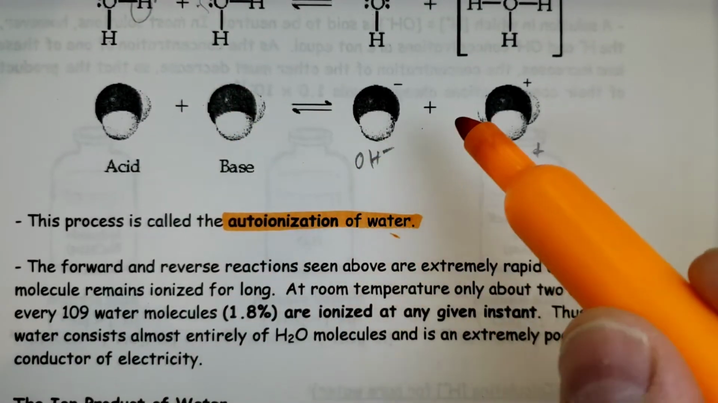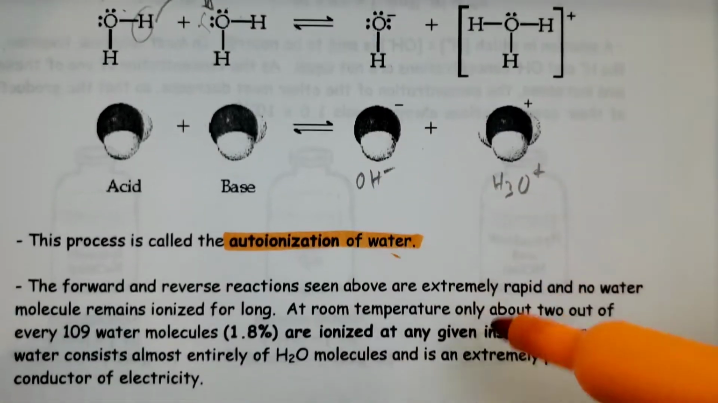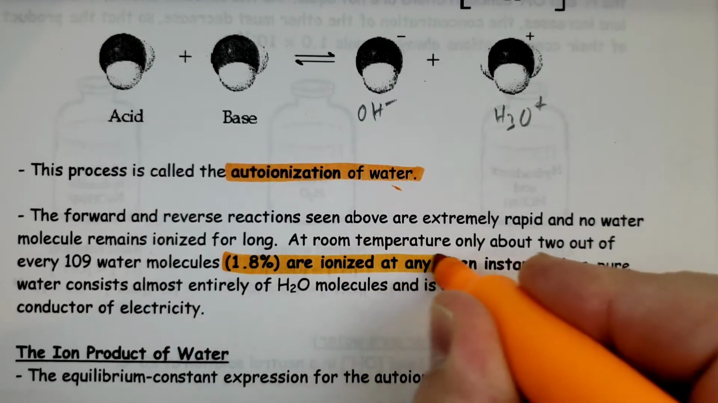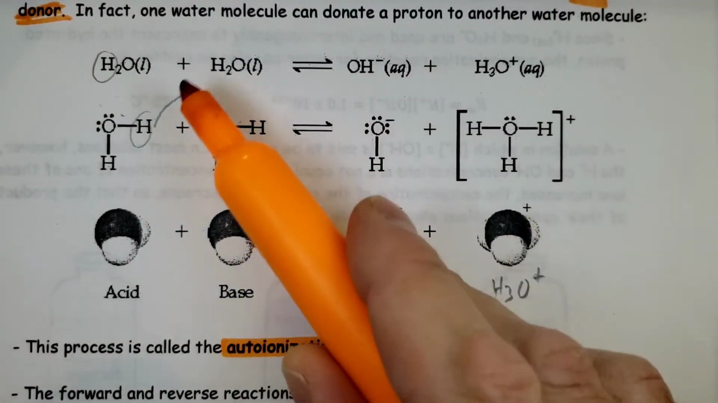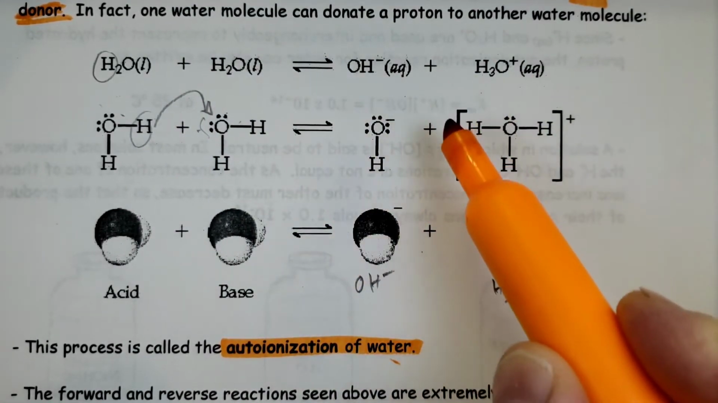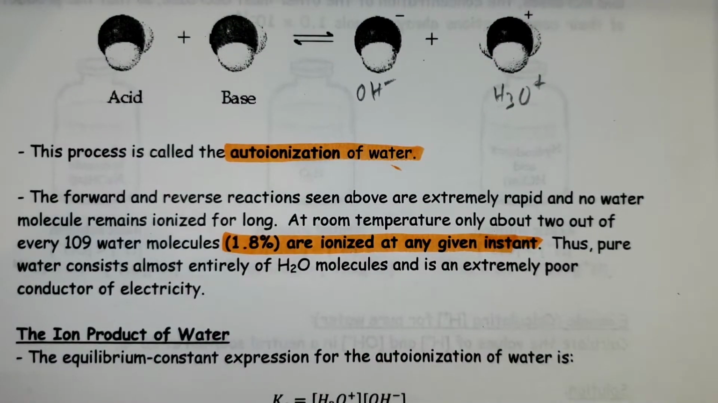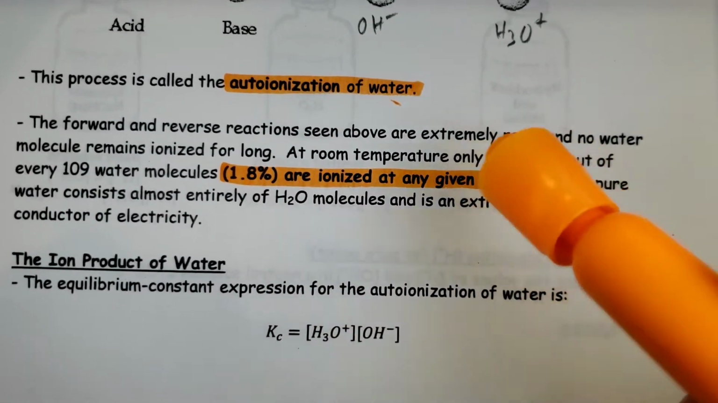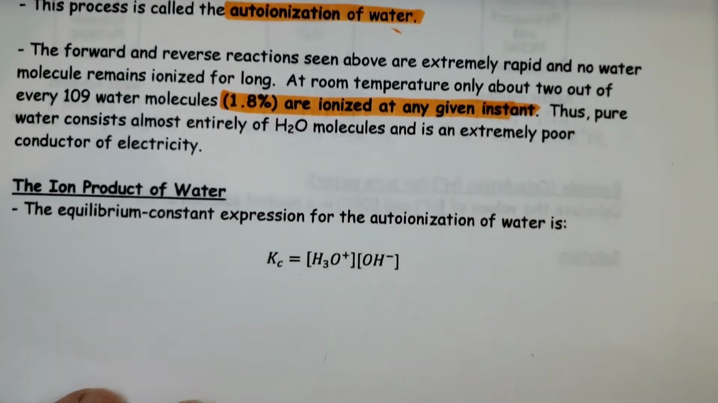So the forward and reverse reactions are extremely rapid, and no water molecule remains ionized for long. At room temperature, only about 2 out of every 10^9 water molecules, which works out to be 1.8%, are ionized at any given time. So most water exists as simply H2O and H2O. But 1.8% of all water molecules will exist as hydroxide ions and hydronium ions for a short time. So thus, pure water consists mostly of H2O water molecules, an extremely poor conductor of electricity, but some of it does exist in ion form for a while.